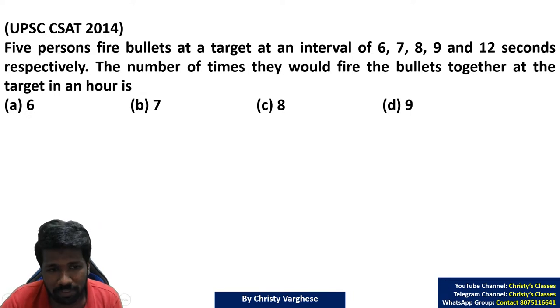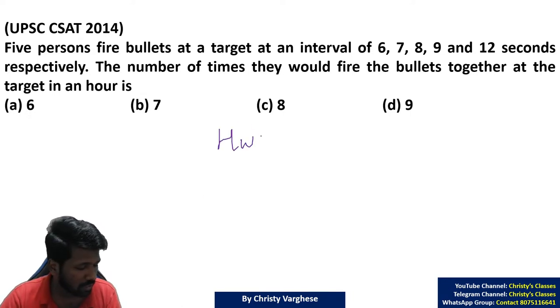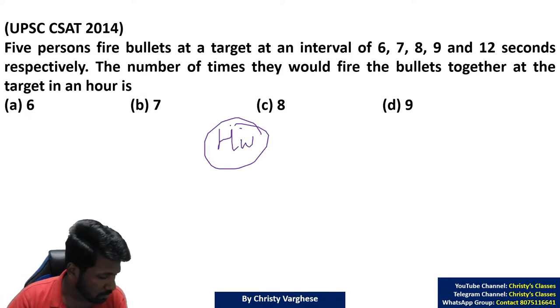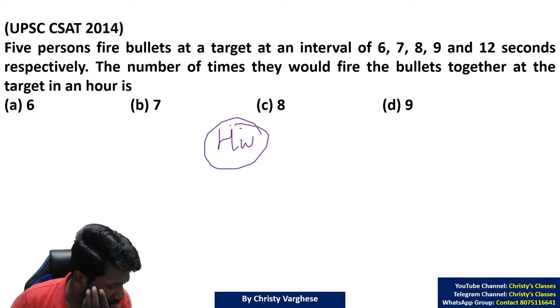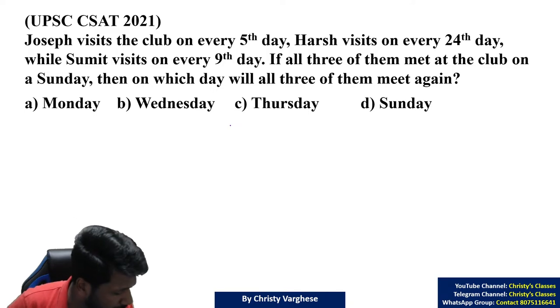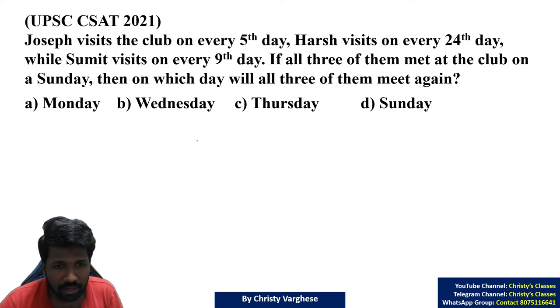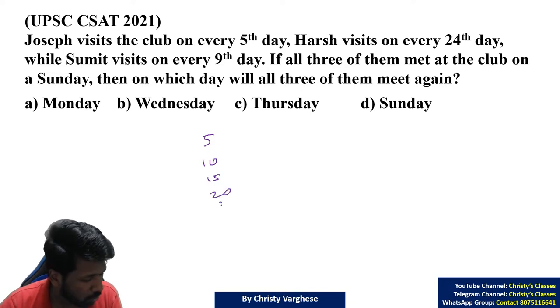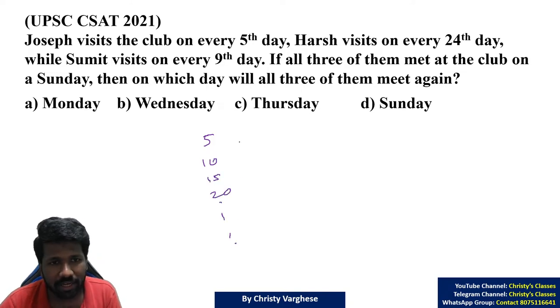Now, homework questions for all of you. This question is a homework question. Exactly, Safdar. By reading the question only, you will understand it. In this question, it is 5th day, 10th day, 15th day, 20th day, all these days they will be meeting, or Joseph will be meeting or coming to the club.